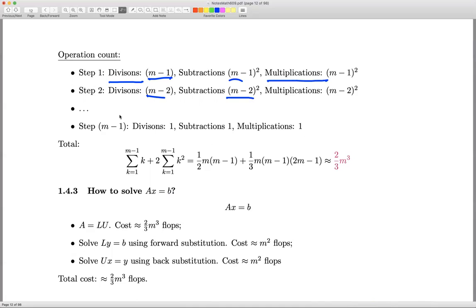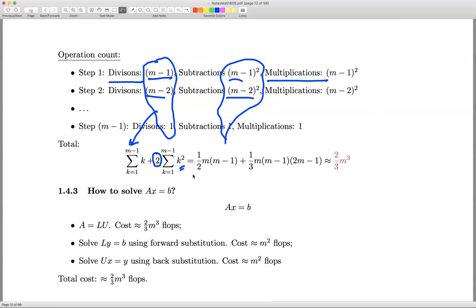And then if we decide to add all of them up, we will have the sum of 1 to m-1 divisions, which contributes to this sum. And then the number of subtractions, or multiplications, will be the same. So this is 2. And then we'll have the sum of 1 plus 2 and so on up to m-1 squared. So we have the sum k from 1 to m-1 of k squared.